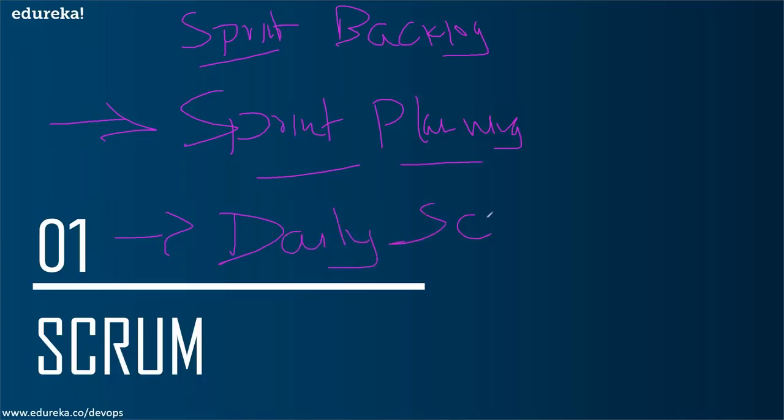Now, daily scrum is nothing more than the 15 minutes meeting that happens every day where the developers and the testers and any other role that you have in the team can discuss what happened and where you stand, if you need any help, if there are any blockades, and what you plan to do today or tomorrow.